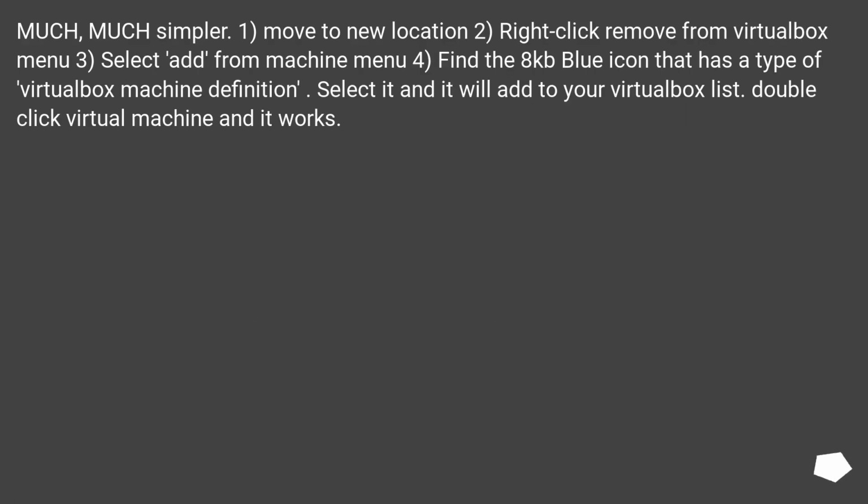Much simpler. 1. Move to new location. 2. Right-click, Remove from VirtualBox menu. 3. Select Add from Machine menu. 4. Find the 8 kilobyte blue icon that has a type of VirtualBox machine definition. Select it and it will add to your VirtualBox list. Double-click the virtual machine and it works.